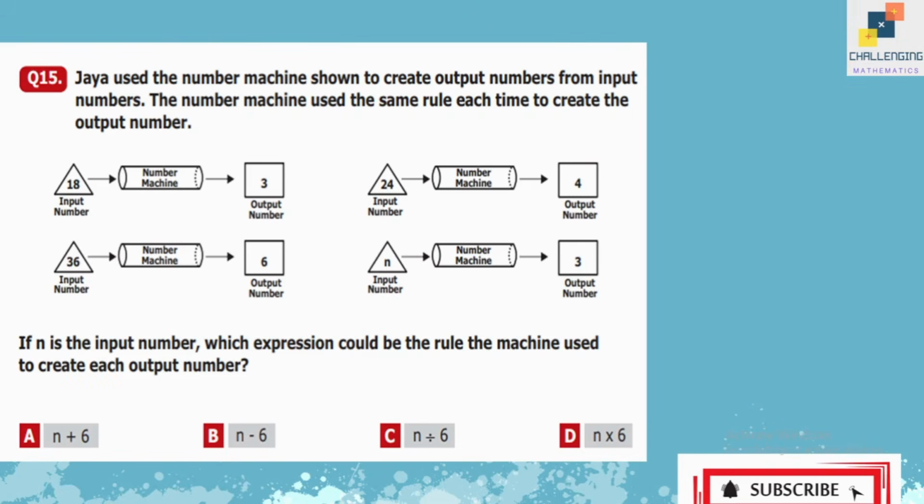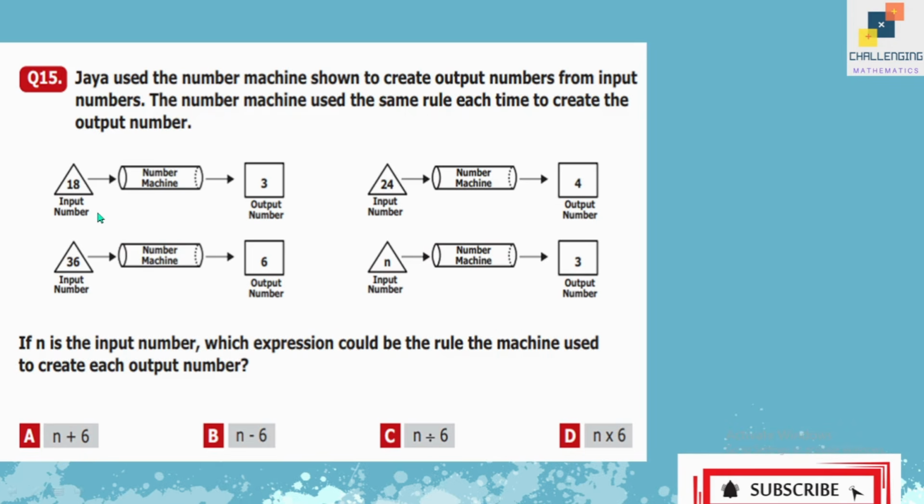Question number 15. Jaya used the number machine shown to create output numbers from input numbers. The number machine used the same rule each time to create the output number. If n is the input number, which expression could be the rule the machine used to create each output number? We know that the number is reduced by either subtraction or division. If we choose subtraction, 18 minus 15 is equal to 3, but 24 minus 15 is not equal to 4, and 36 minus 15 is not equal to 6, and the rule should be the same in a function machine.